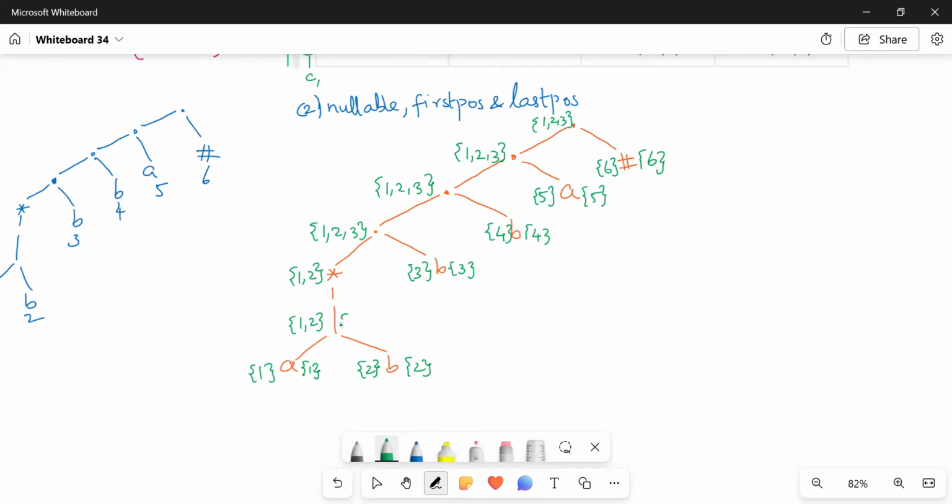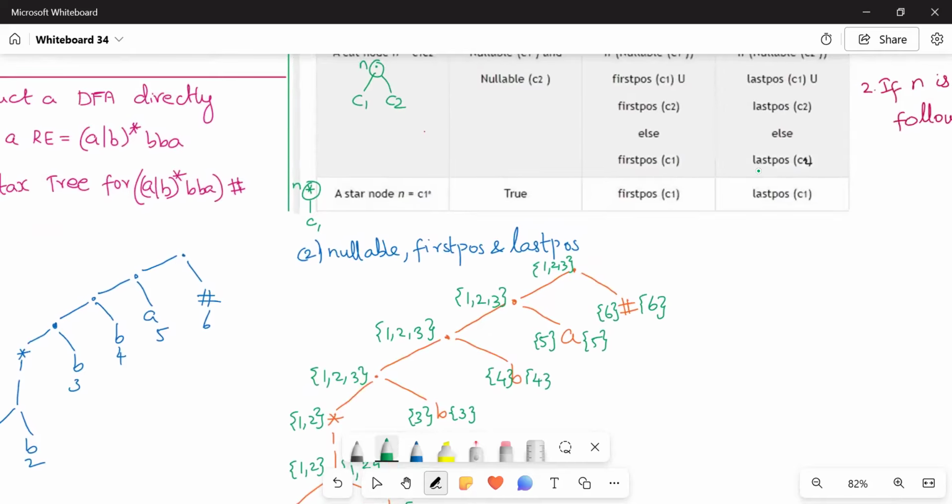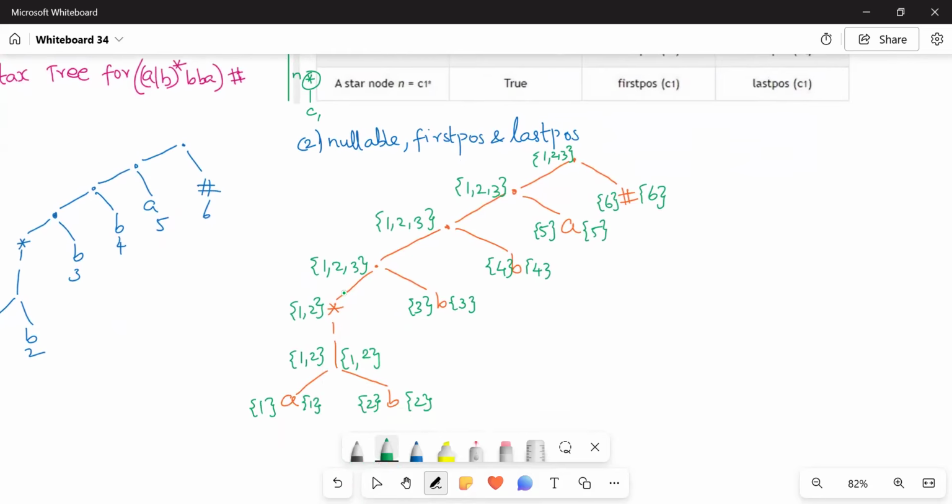So union of these two will be 1, 2. Then for star node, what is last position? It's child. So last position of star node is last position of its child. So 1, 2. Then last position of this cat node.